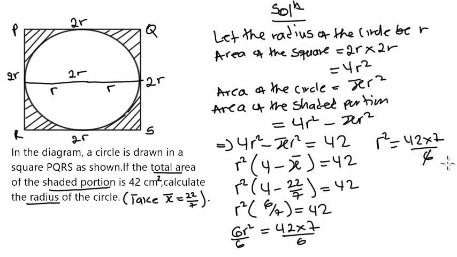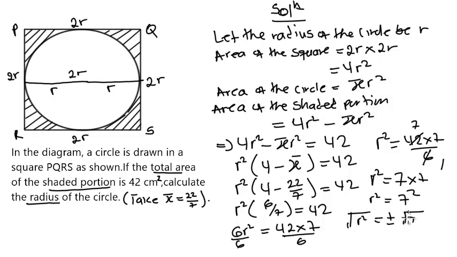Now 6 into itself once and then into 42 7 times. So I'm going to have r squared to be equal to 7 times 7, and r squared will be equal to 7 squared. So to get r over here, I'm going to take the square root: r is equal to plus or minus the square root of 7 squared. And from here, the square will cancel the square root. So we are going to have r to be equal to plus or minus 7. But since we are solving for radius, we can only consider the positive side of r. And so r will be equal to 7 centimeters.